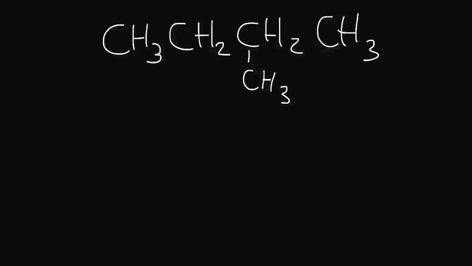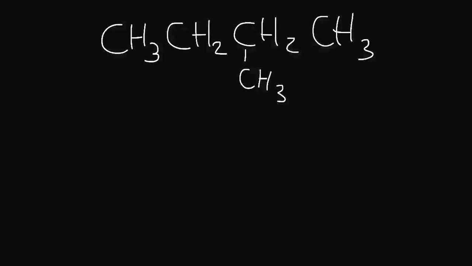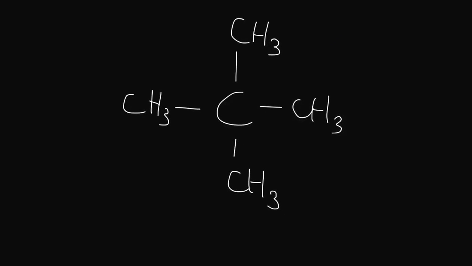And this one, it's not 3-methyl. It's 2-methyl. You just got to start numbering. Remember the smallest number. 1, 2, 3, 4. Have to start numbering from this side. 1, 2, 3, 4. This is also 2-methyl butane. There is one other isomer with 5 carbons, and this is it.